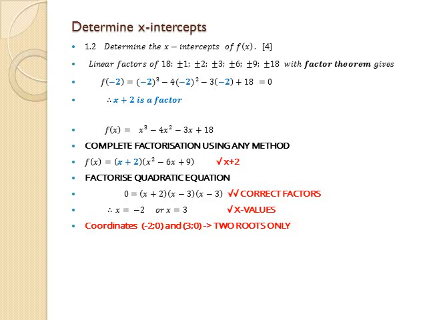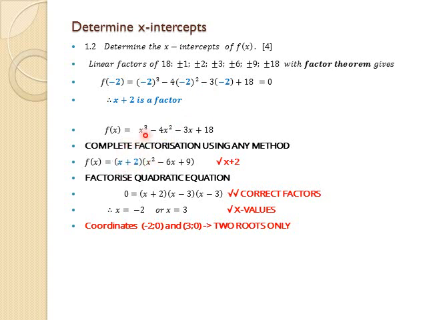Then we must be able to get the x-intercepts. Look at the equation, the linear factors of 18 are all listed. Negative 2 gives me a value equal to 0. If I put in negative 2 cubed minus 4 times negative 2 squared minus 3 times negative 2 plus 18, I get 0. So x plus 2 is a factor.